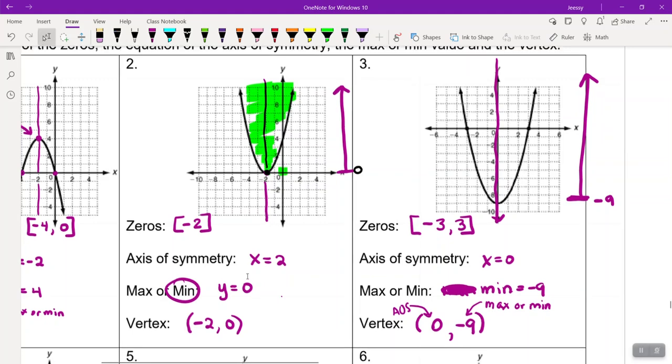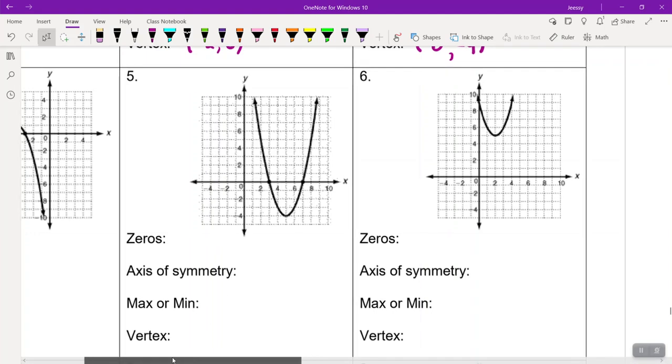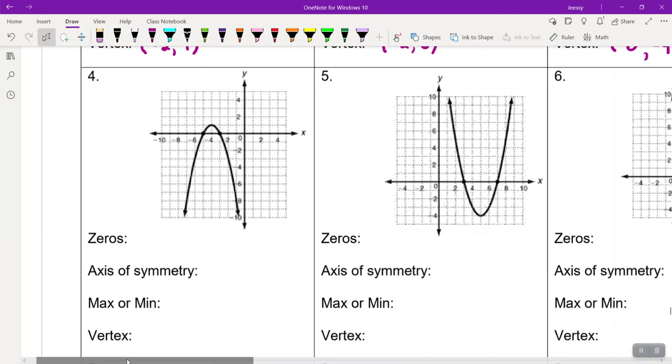All right, so some of you guys are following along and some of you guys are not. So we're going to try this. Answer the questions for 4. Go.